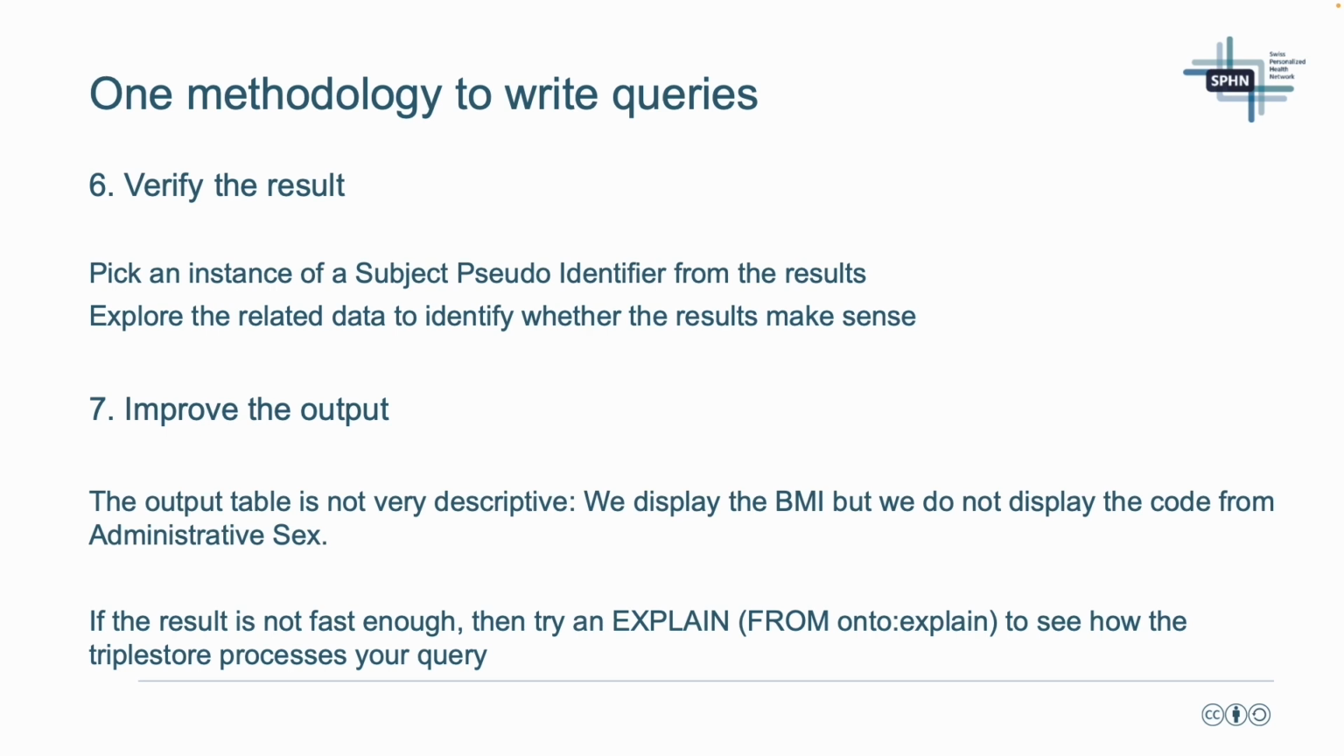You can also always improve the output. In our example query, we have as an output the actual value of the BMI, but for the administrative sex, we are only giving as an output the instance of the administrative sex. You may want to actually add a variable to retrieve the actual code and have it displayed in the output. Finally, if you feel like your query is not fast enough or is hanging without giving you results, you can try to write an explain statement to see how your triple store runs the query and adjust your graph pattern accordingly by moving some of the lines or rewriting some of the statements.